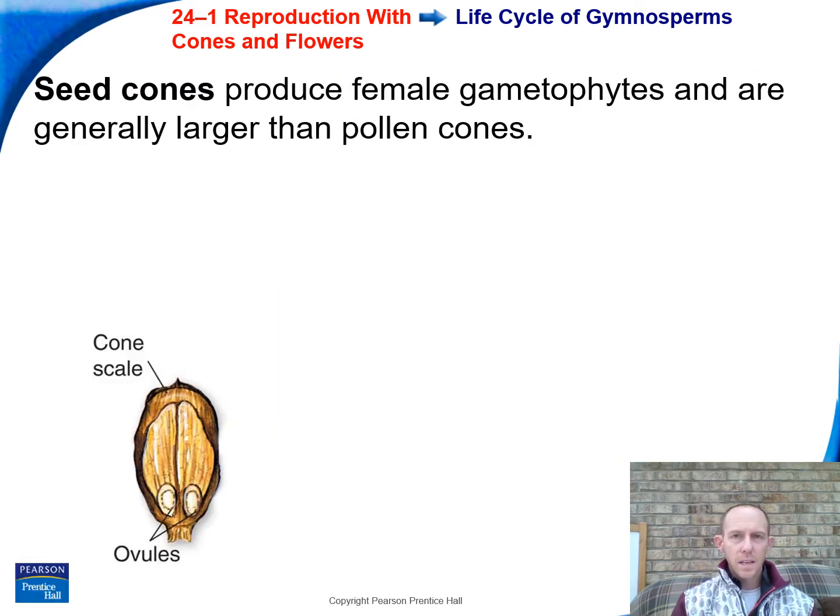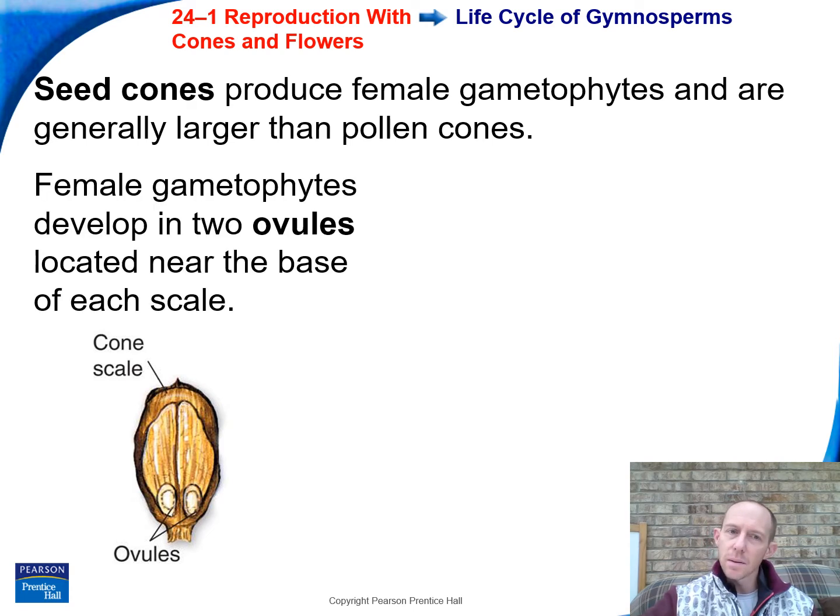Okay, then we got seed cones, or the other kind of cones. It's the other gender. So seed cones, if pollen cones are male, seed cones are female. So they produce the eggs inside them, the ovules, okay? That's what eggs are in plants. So these are what you would otherwise call a pine cone, right?